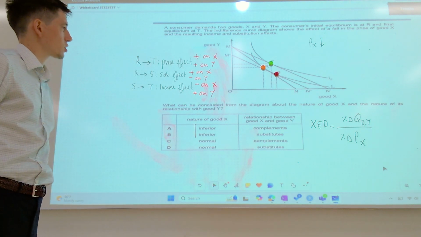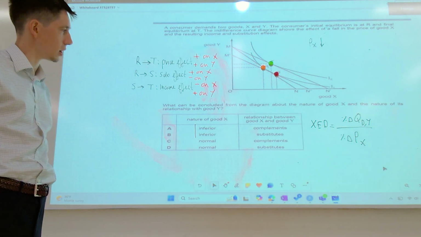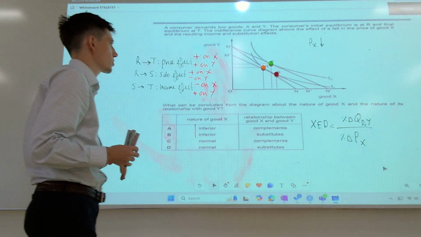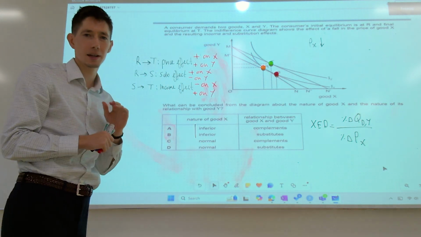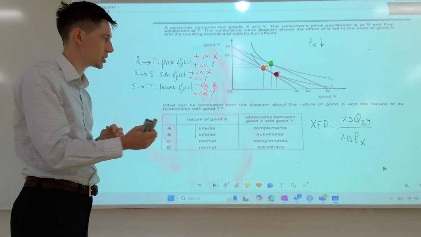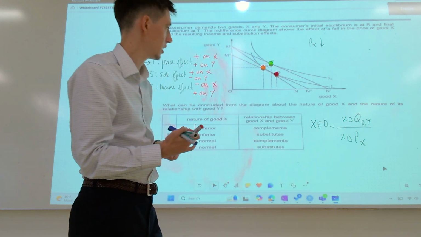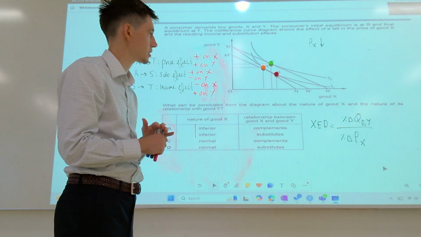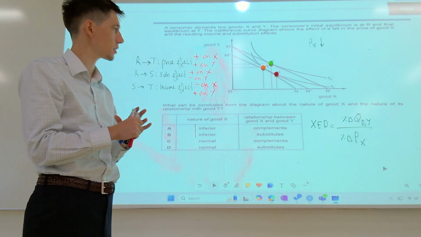What's the relationship between good X and good Y? Well, this one is quite tricky because you might think, well, surely they are substitutes, because when the price of X goes down, you substitute more X for less Y. But if you remember back to AS level, the concept of complements and substitutes was actually defined in terms of this concept, cross-price elasticity of demand. So the cross-price elasticity of demand measures your response in terms of consumption of one good, here Y, to a change in the price of another good.